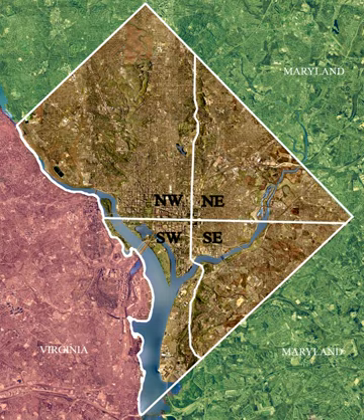Topic: arguments for and against. There are arguments for and against giving the District of Columbia voting representation in the Congress.